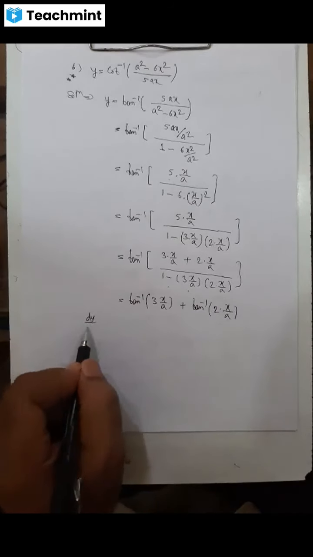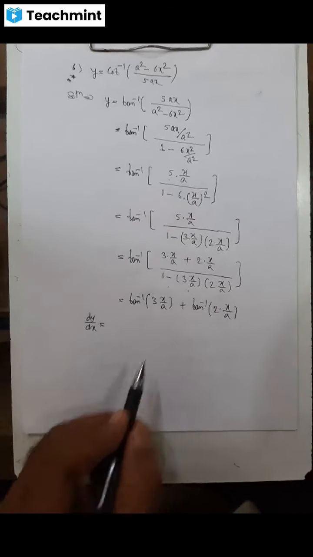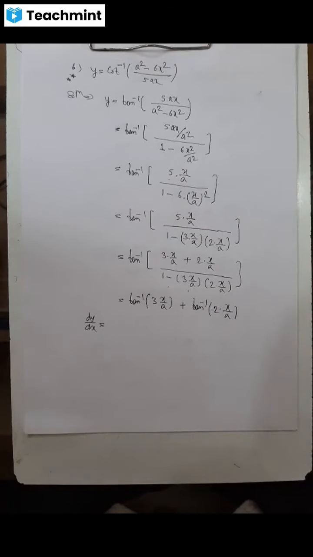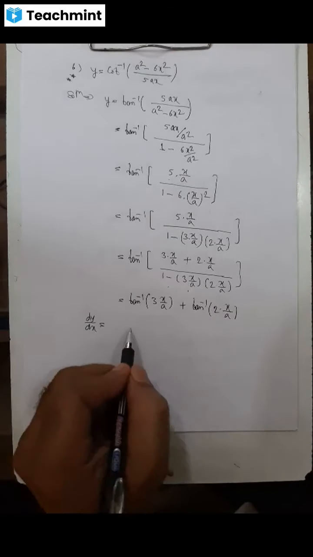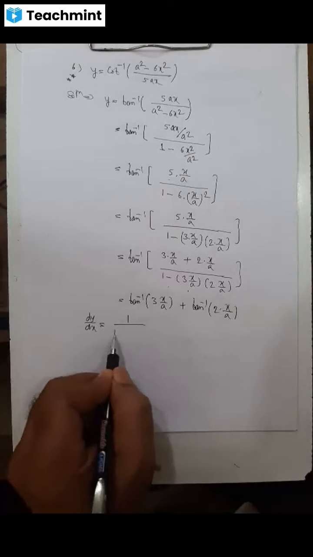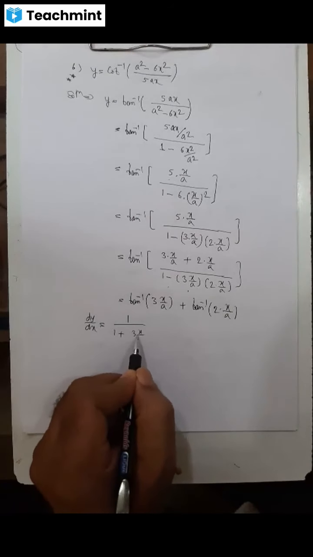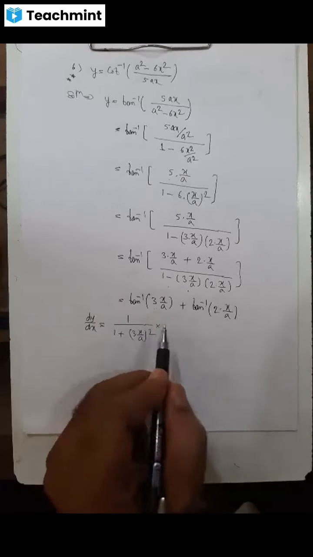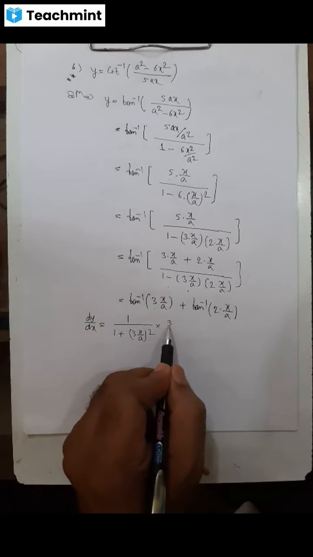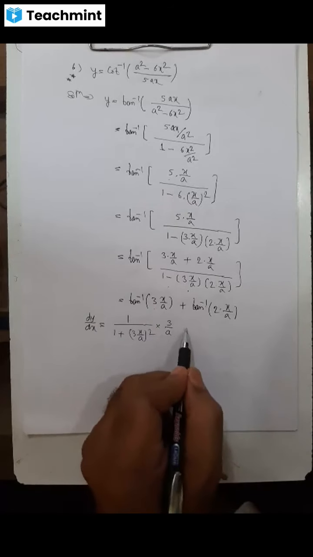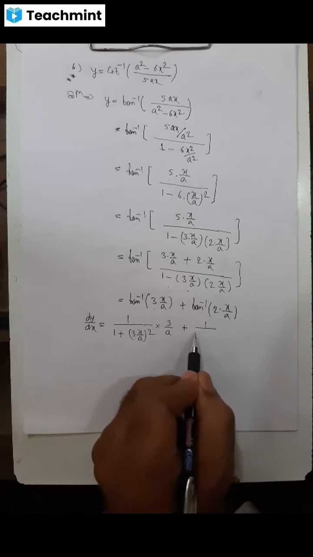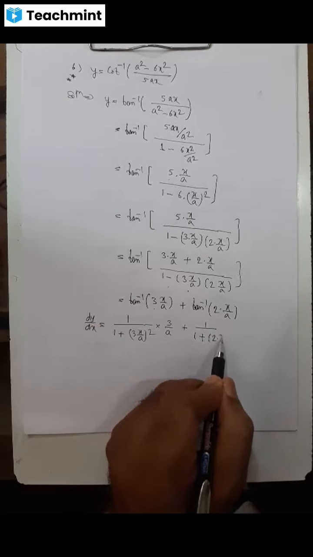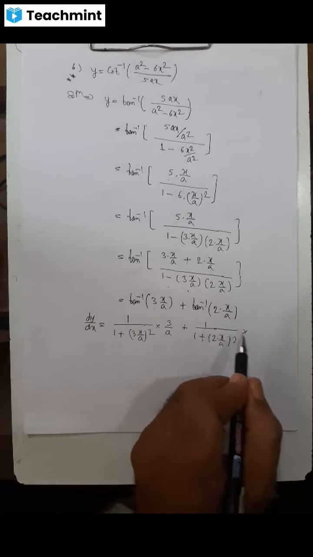And now take the derivative dy by dx. Derivative of the first term is 1 divided by 1 plus 3 times x upon a, its square, and multiply by the derivative of 3 times x upon a. Simply the derivative is 3 upon a constant and the derivative of x is 1. Similarly, the second term derivative is 1 upon 1 plus 2x upon a square into the derivative of 2 times x upon a, that means 2 upon a constant and the derivative of x is 1.